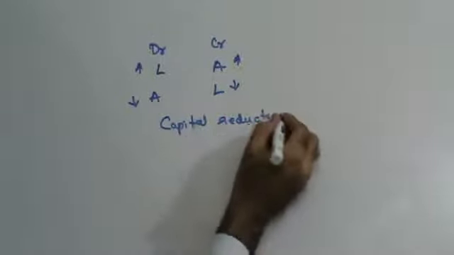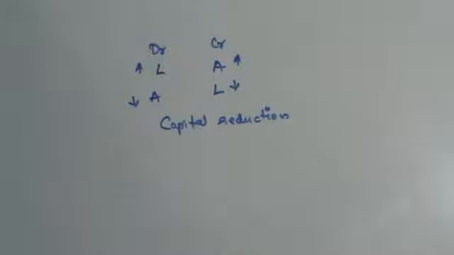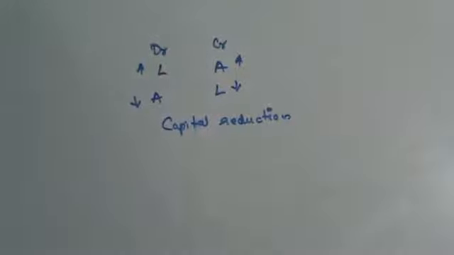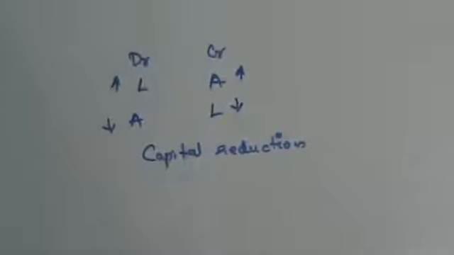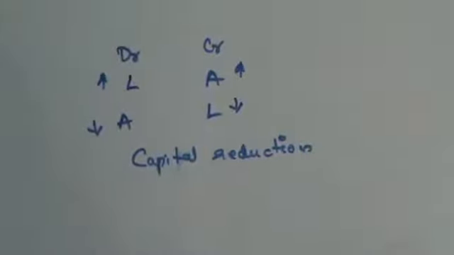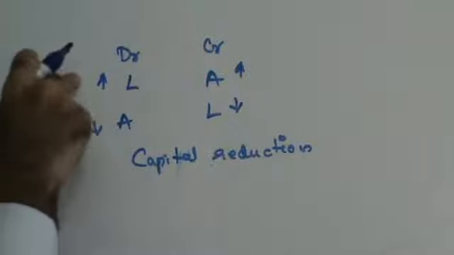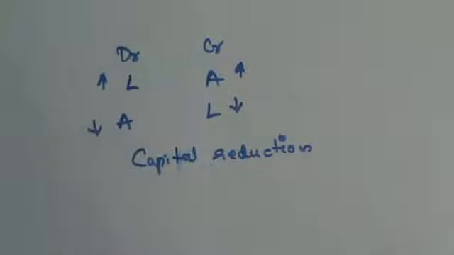All these assets and liabilities that you are going to write off, to which account are you going to write off? You make a separate new account to write off these assets and liabilities, and this separate new account is called the capital reduction account. If liabilities are going up or assets are going down, then capital reduction is to be written on the debit side. If assets are going up or liabilities are going down, then capital reduction is to be written on the credit side. Do we understand this?